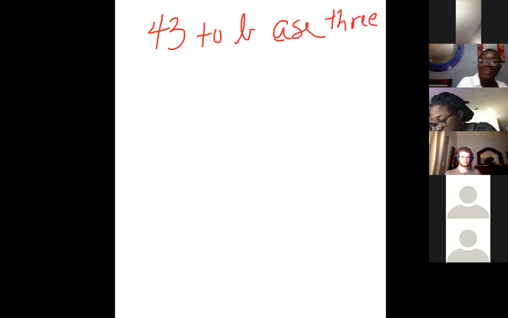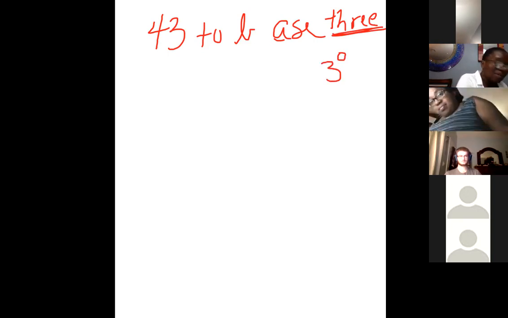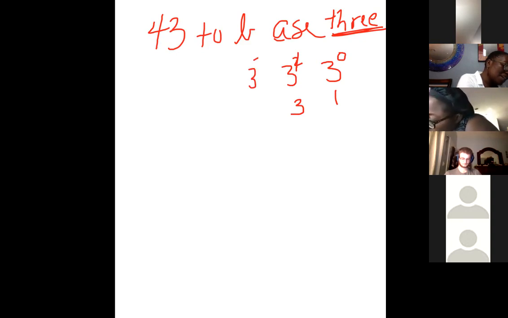All right, guys, you ready? Okay, notice we're going to base 3. So similar process, step 1. We're going to list the place values in base 3. 3 to the 0 is 1. 3 to the 1st, that's 3. 3 to the 2nd, that's 9. Now, how far do we go out?